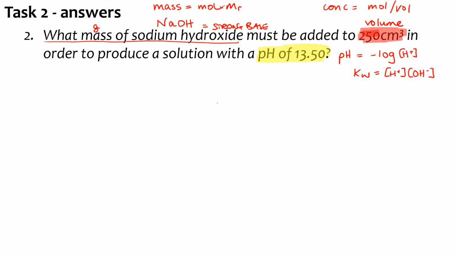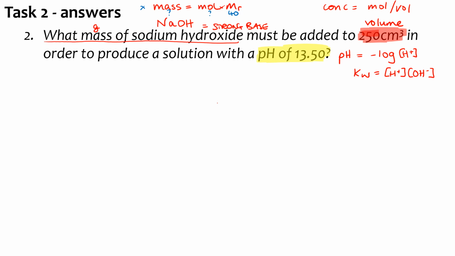So, first of all, they're asking us to work out what mass. We can't use this first equation just yet, because mass is what they're asking us to find. We don't know moles, and we can work out the MR. The MR of sodium hydroxide is 40 grams per mole, because sodium's 23, plus 16 for oxygen, plus 1 for hydrogen. So we do have the MR, but we can't do anything with that expression just yet.